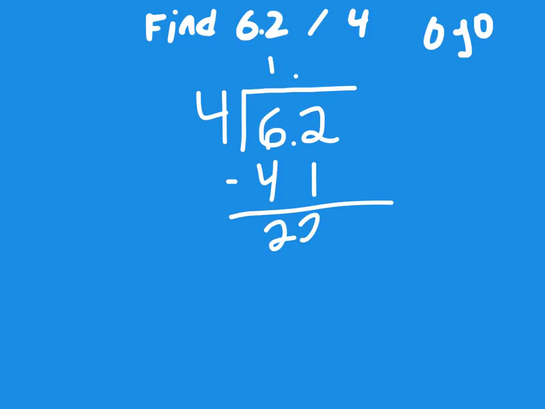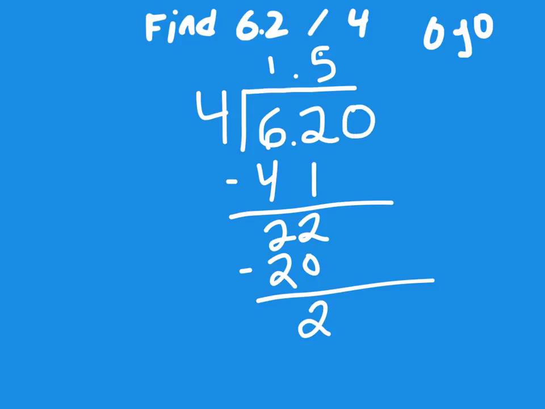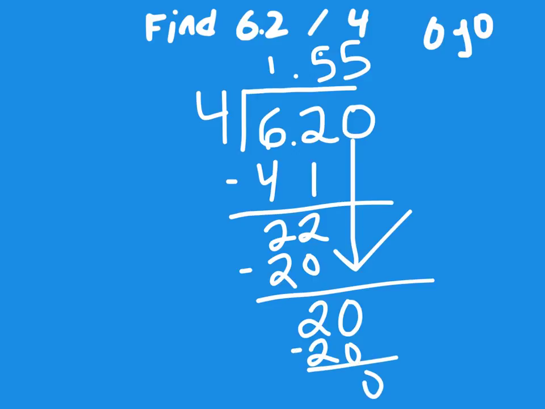Bring down the 2. 4 goes into 22 5 times. 5 times 4 is 20. 22 minus 20 is 2. Here's where we add that 0. We bring it on down. And 4 goes into 20 5 times, and that's it. So my answer for this one is 1.55.